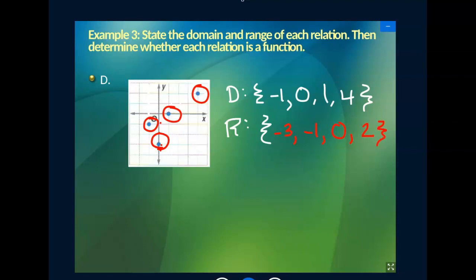We know that it's a function if it passes the vertical line test. You'll probably remember hearing that from before. That means, can you draw a line straight up and down and it only hits once? In this case, the answer is yes. So it's a function.